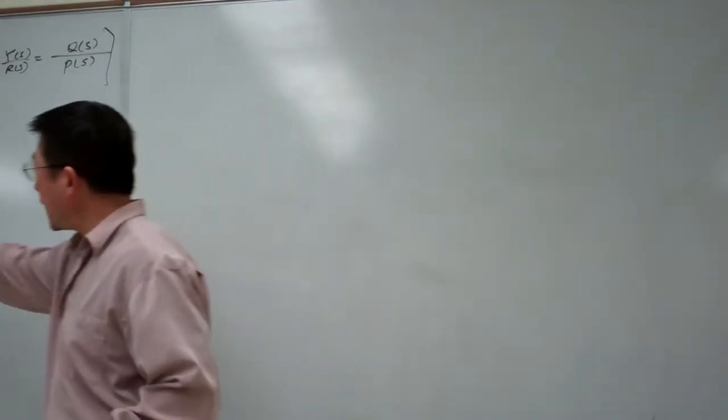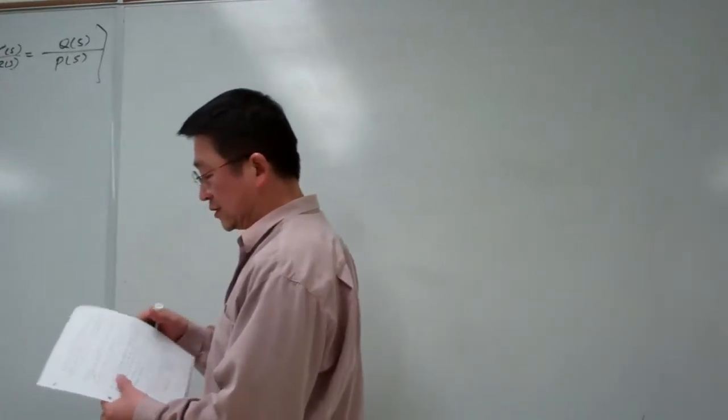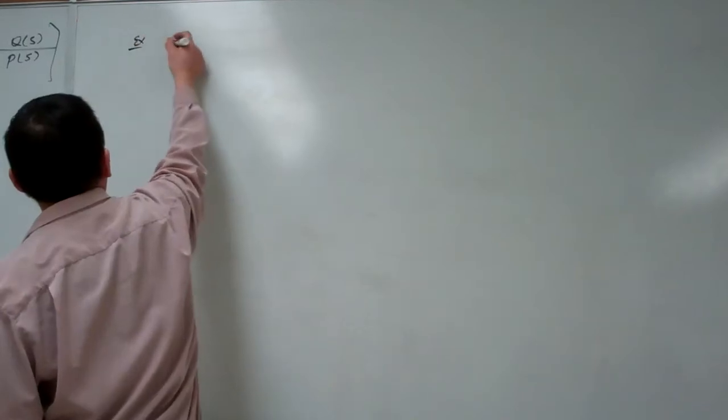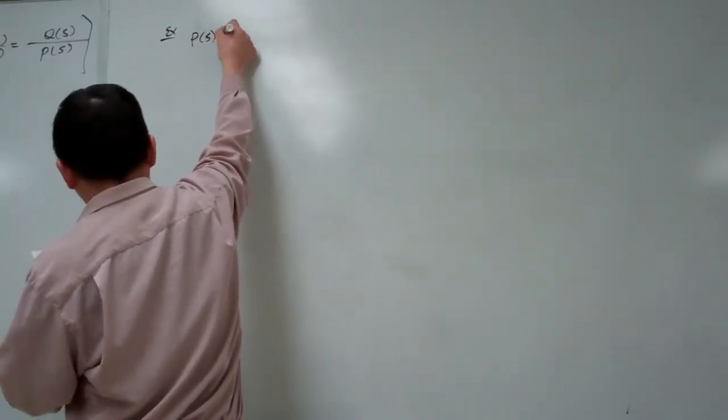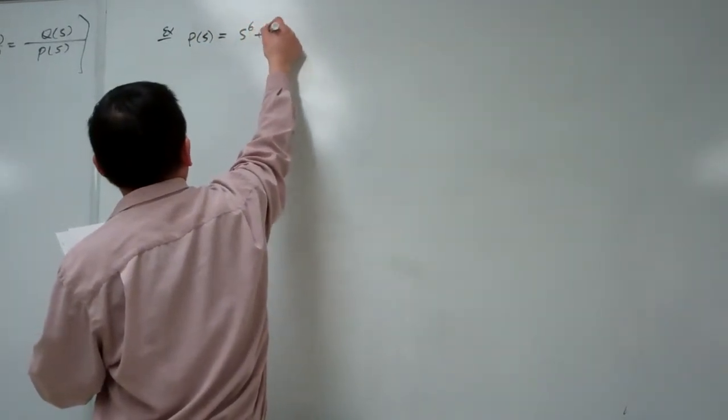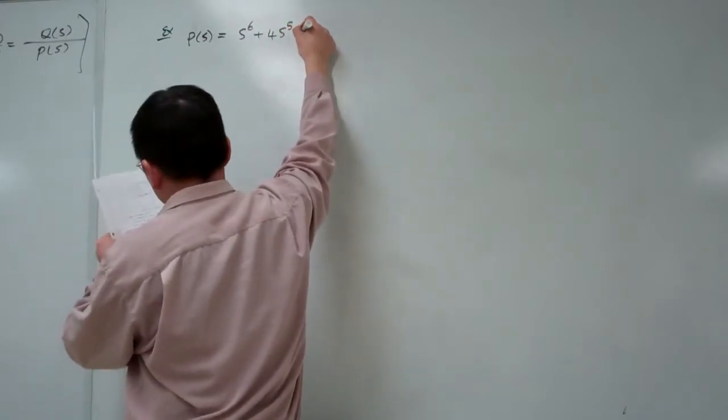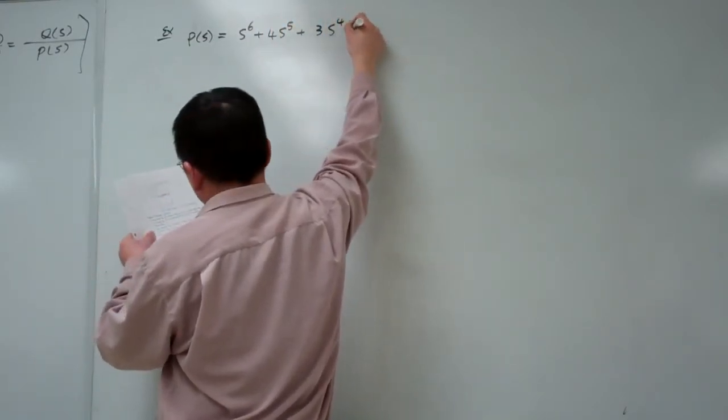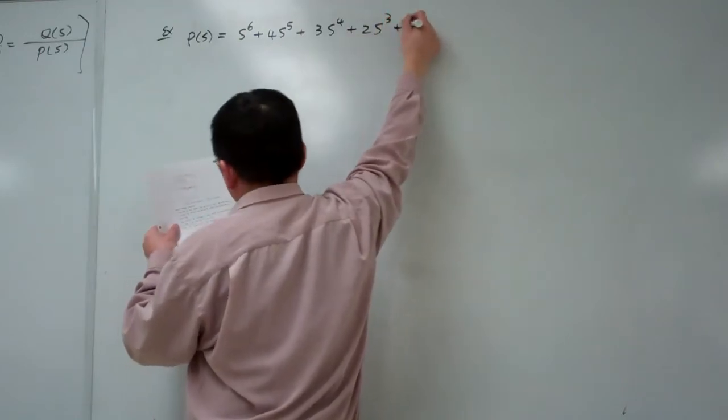So maybe on another page, I'm going to build up the whole information, but we can do this concurrently with one example here. Okay. So we consider PS equal to S6 plus 4 S5 plus 3 S4 plus 2 S3.